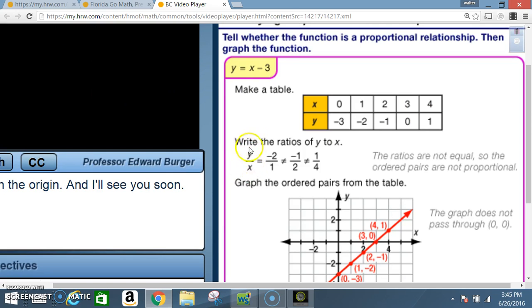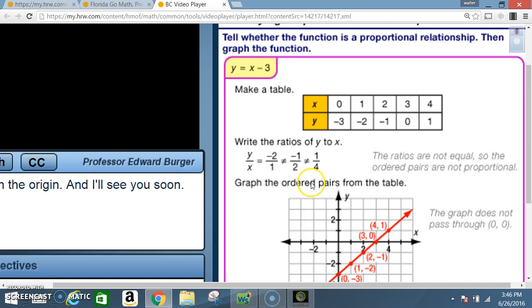Then we try to find our slope, our direct variation, or our constant rate of change. All that means the same thing. It's a fancy way of saying rise over the run. So y over x, and we look at all non-zero situations, like we don't put this in, we don't put that in. All right. And we end up here with a negative 2 over 1. That does not equal a negative 1 over 2. Doesn't equal that one. And it doesn't equal 1 over 4. So none of these are equal to each other. The ratios are not equal. So the ordered pairs are non-proportional.